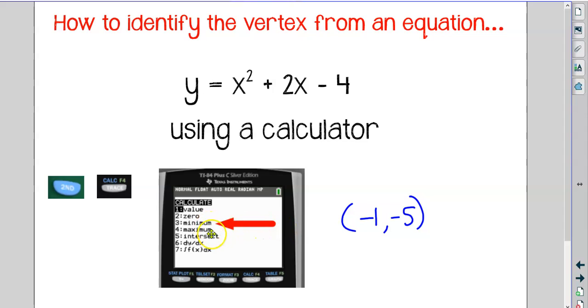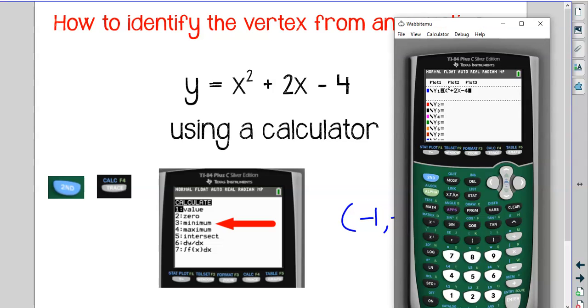Once you select minimum or maximum, it's going to ask you to press enter for left bound and right bound, which we practiced when we found the roots of a quadratic. If you don't remember, why don't we take a look at our calculator now? So I've entered into my y= button the equation of our quadratic, x squared plus 2x minus 4. I'm going to press the calc feature, which is second trace. And this one is an upwards facing parabola, so I know it has a minimum. So I'm going to choose number 3.